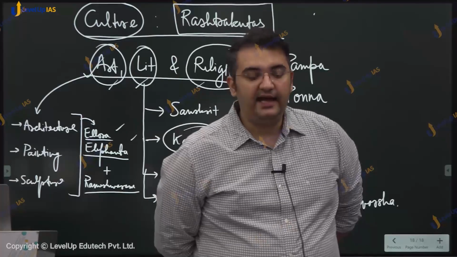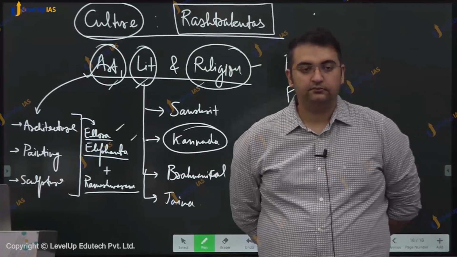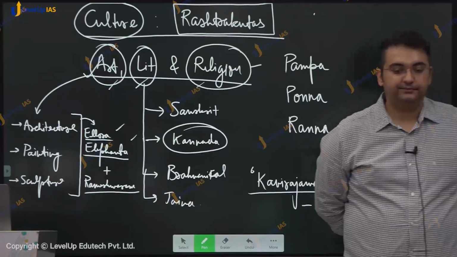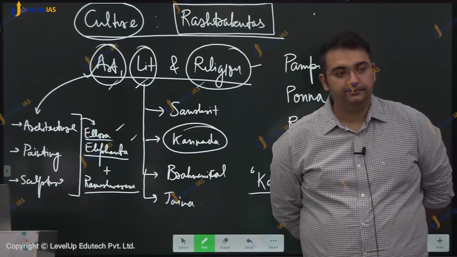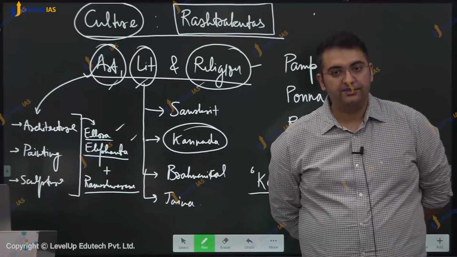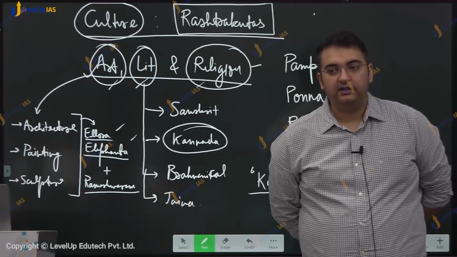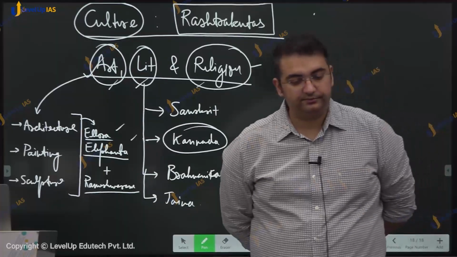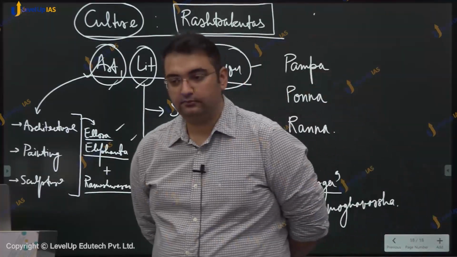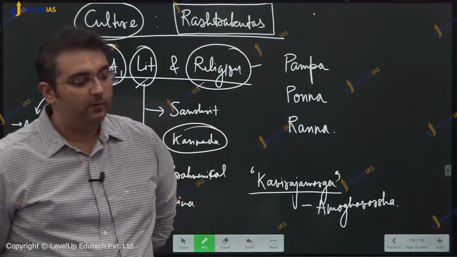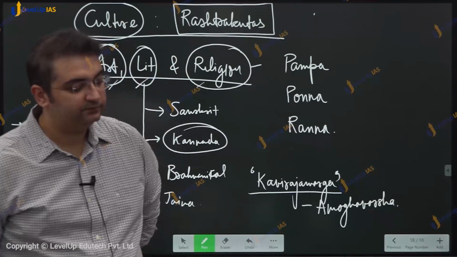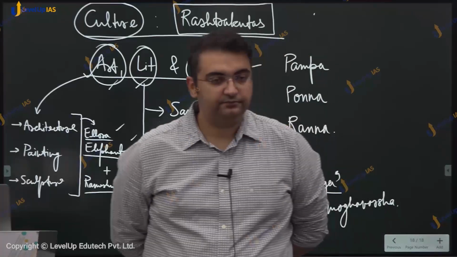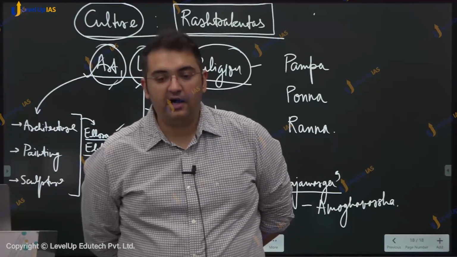Next point, at Ellora, the most famous structure, which temple? The Kailashnath temple, which is considered to be a perfect blend of art and science.